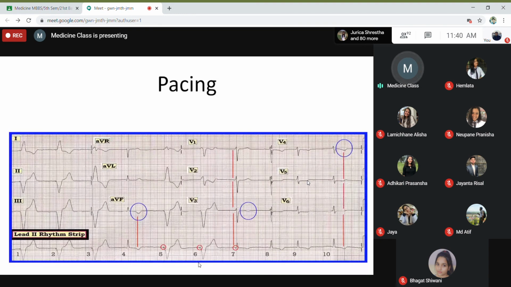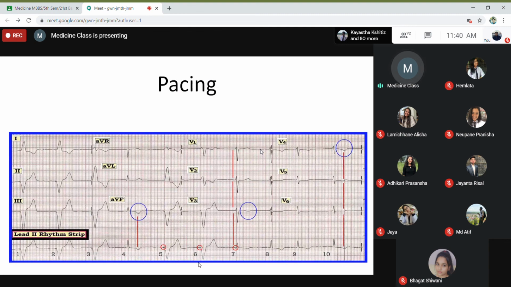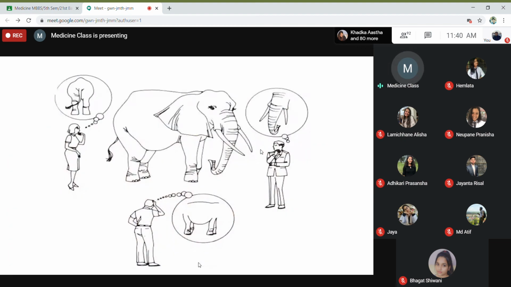Now, to end it, I'd say that ECG has to be read in a very comprehensive way. And if you look at only one thing, then it may not be a true finding. All the ECG findings have to be put together, and then only you will be able to diagnose it. It's something like blind people describing an elephant.